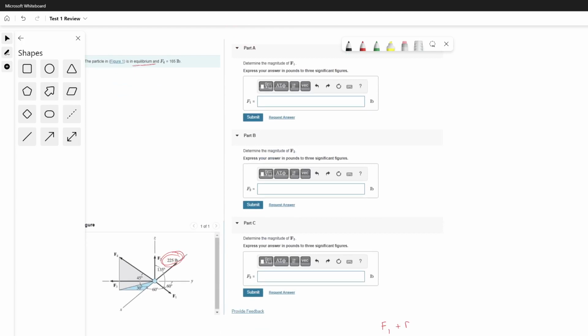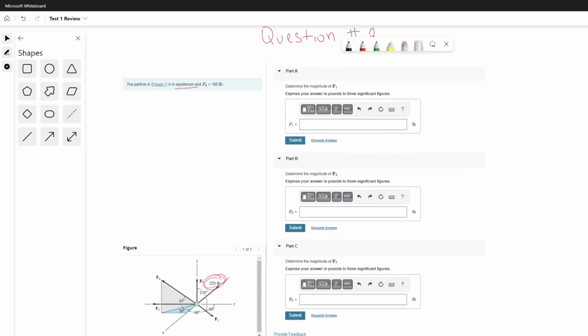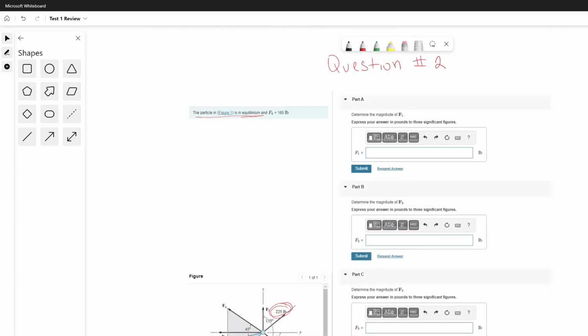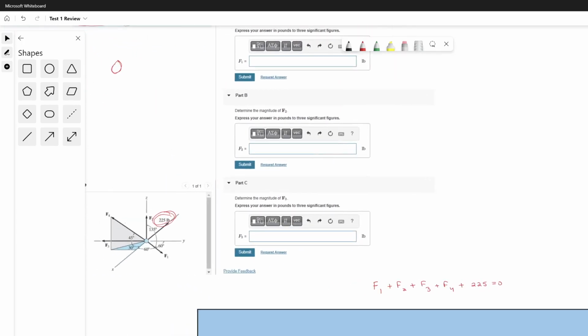F1 plus F2 plus F3 plus F4 plus 225 equals 0. And if you can remember this, it says it on the questionnaire right here: the particle in figure 1 is at equilibrium, which obviously means that it equals 0. So just keep that in mind as you do the problem, okay?